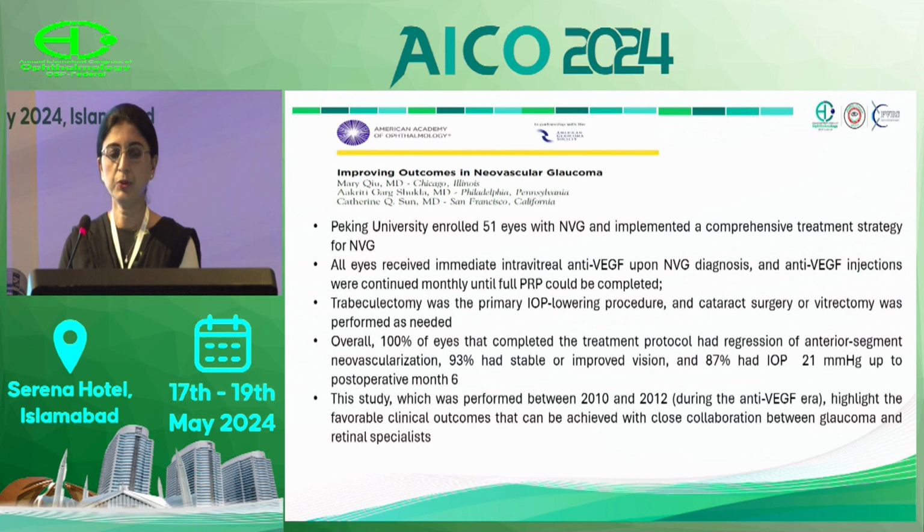All eyes received immediate intravitreal anti-VEGF on NVG diagnosis. Then anti-VEGF injections were continued monthly until full PRP was completed. TRAB was done when it was needed, or cataract surgery and vitrectomy were also done in between.